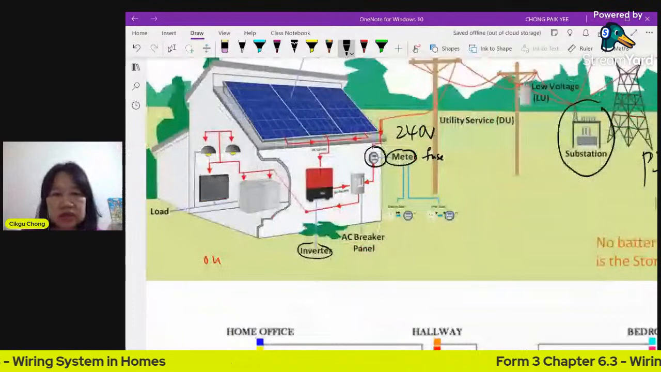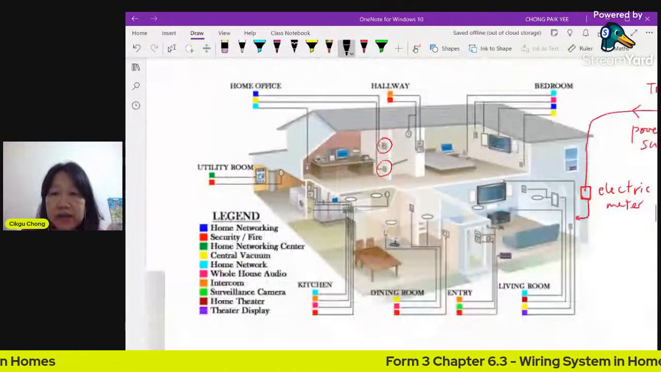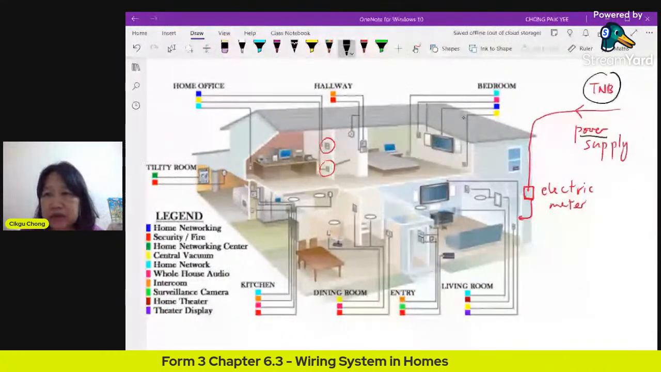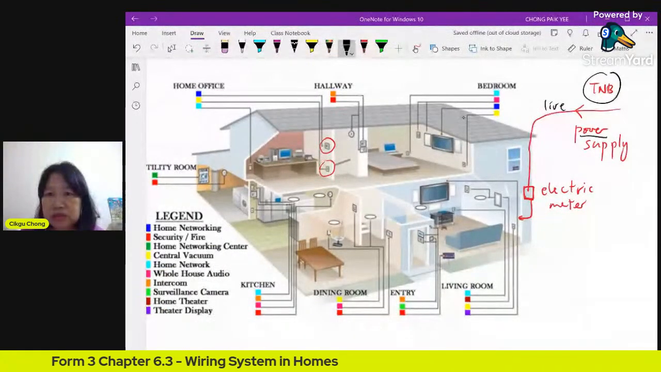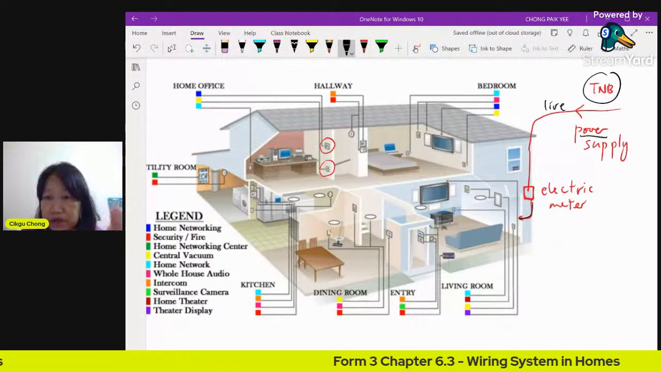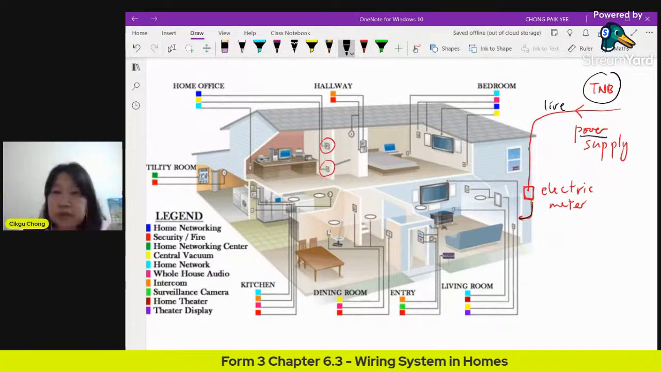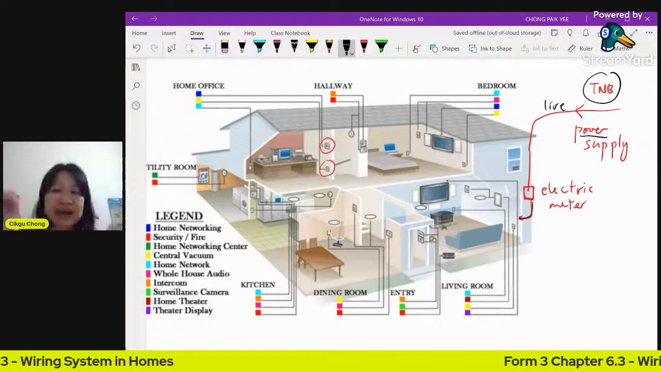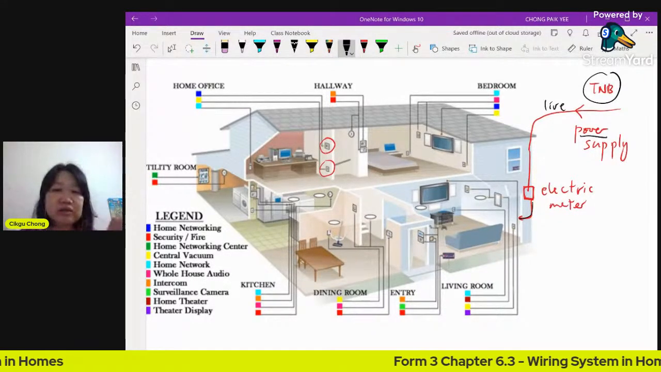Okay, so this is another diagram. You see the wiring system in the house is complicated, right? So you have TNB here. Your power supply comes in through the live wire. It goes into the electric meter. Then it goes inside here, and then it goes to all the rooms. So before they build the house, they must put the wire in the wall. You see that? It's not just build the wall, no. You have to hide the wire inside. That's why it's not an easy thing to think of all these things.